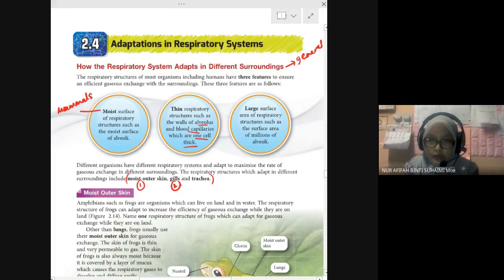1, 2, 3. Okay, moist skin, gills, and trachea. Moist outer skin for frogs, amphibian; gills for fish; and trachea for insect, serangga. Moist skin for amphibian, frog; gill, fish; trachea, insect. Because these animals don't have lungs.